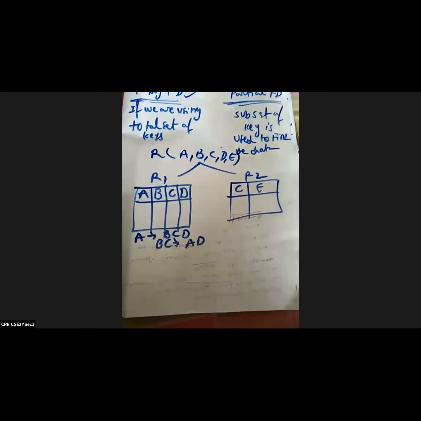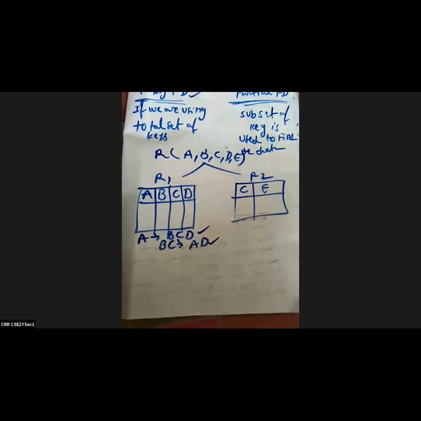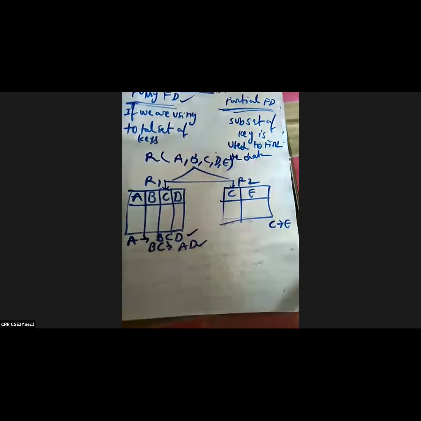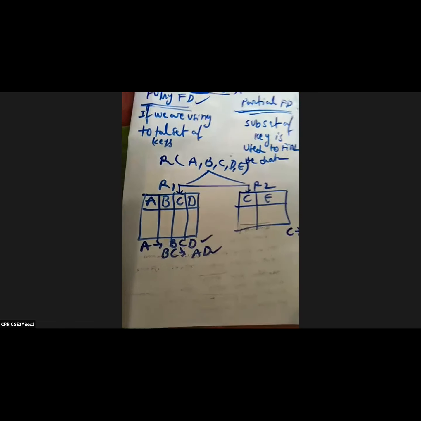Am I right or not? So that means these two are fully functional dependency. In the same way here, if you know about the C, then we can find out the E also. But here the C can be used to join these two tables. So that means nothing but lossless join. In the first session, I'm saying about that.